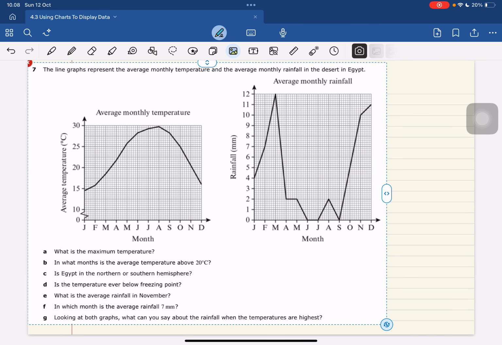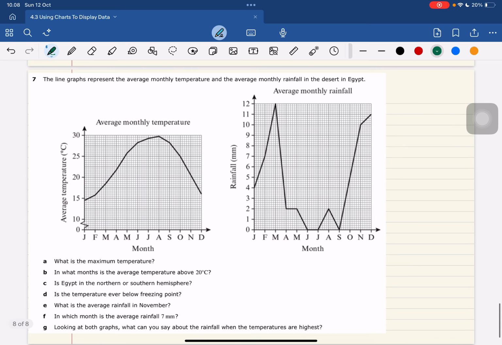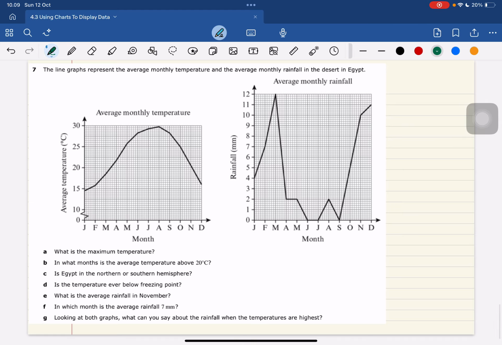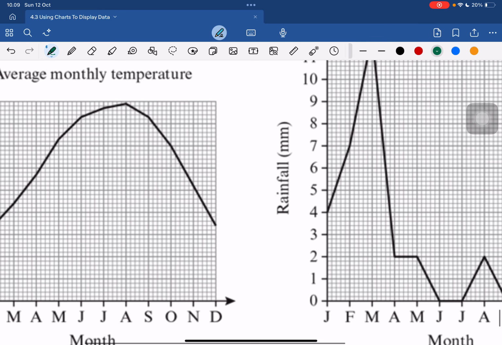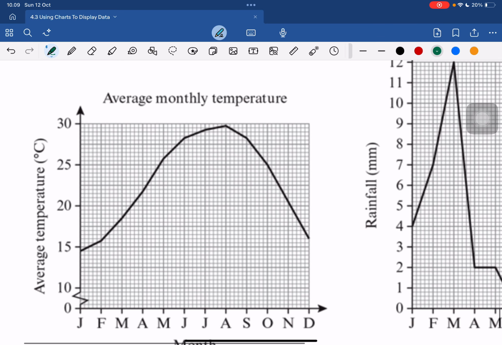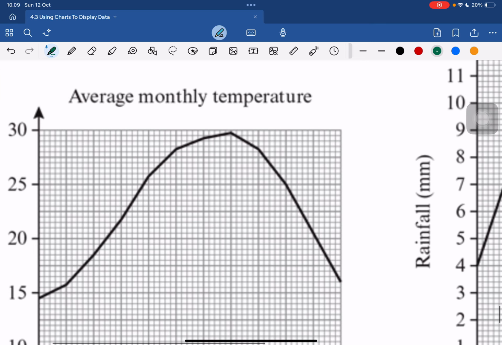Last question. The line graphs represent the average monthly temperature and the average monthly rainfall in the desert in Egypt. What is the maximum temperature? Let's see from here. Maximum temperature is, what is this? Okay, we need to count it. Okay, here it's not touch, so it's 29 point something.